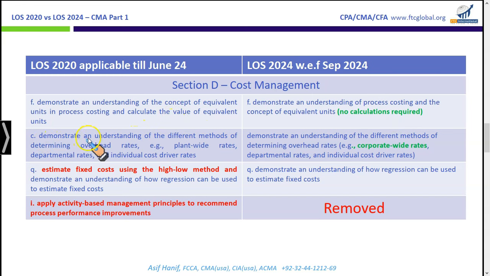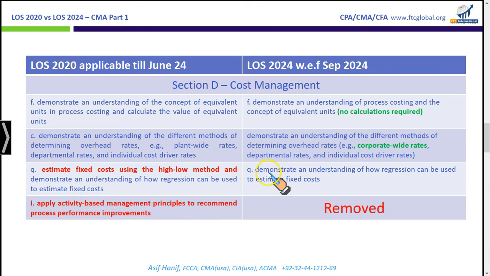Then demonstrate an understanding of the different methods of determining overhead rates, plant-wide rates, departmental rates and individual cost driver rates. They have added corporate-wide rates, meaning the rate for the company as a whole. This is the new addition. Rest of it is the same. Estimate fixed cost using the high-low method. This is removed now. And demonstrate an understanding of how regression can be used to estimate fixed cost.